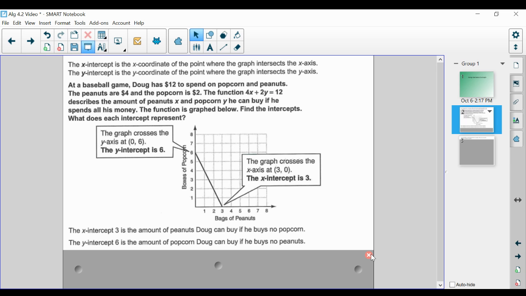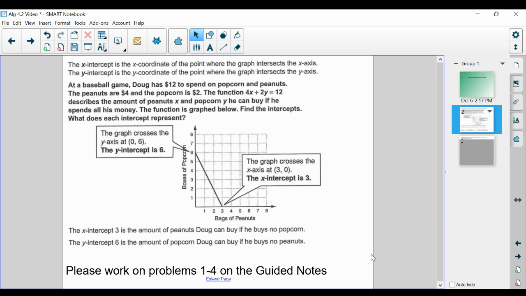So in the next few problems, you're going to want to find the x and y intercept. So you want to figure out where that line cuts across the x and the y axis. And then you're going to be looking at another real life scenario with a volleyball team. So please work on problems 1 through 4 on the guided notes and resume when you're ready to move forward.